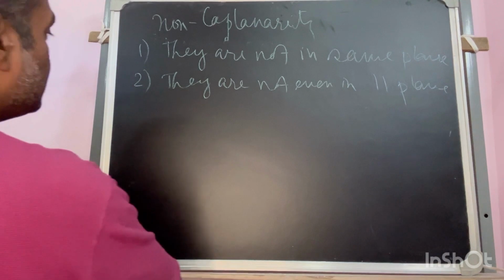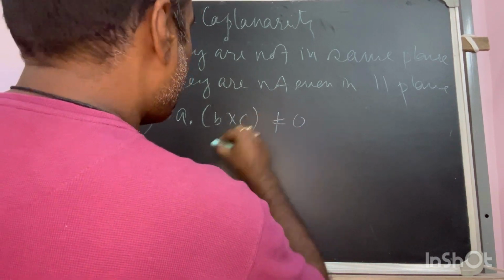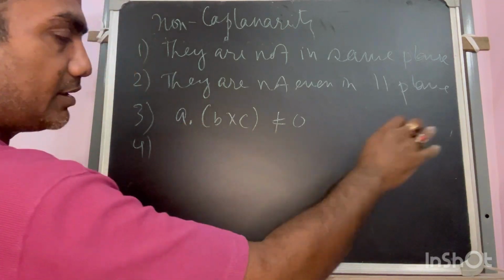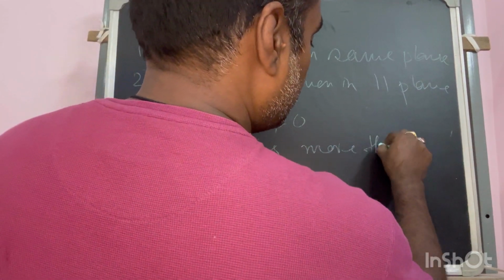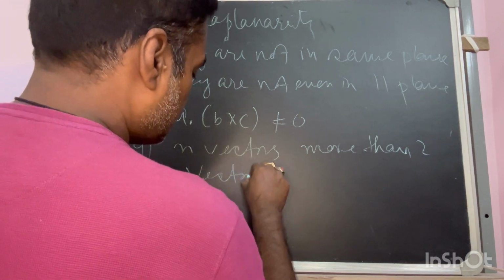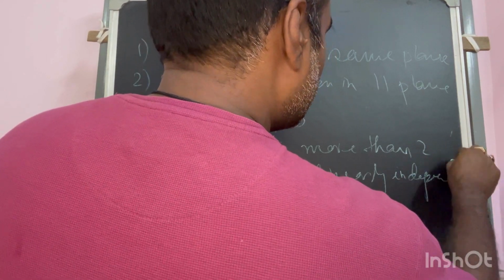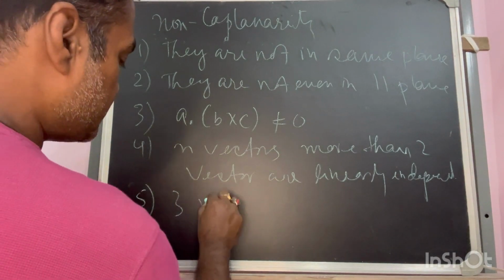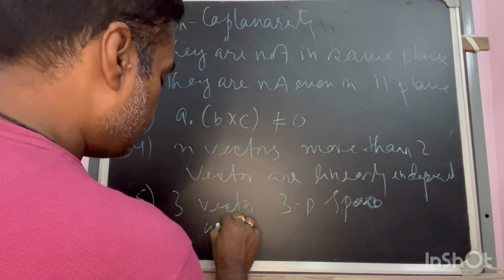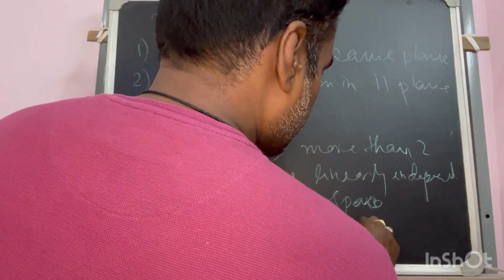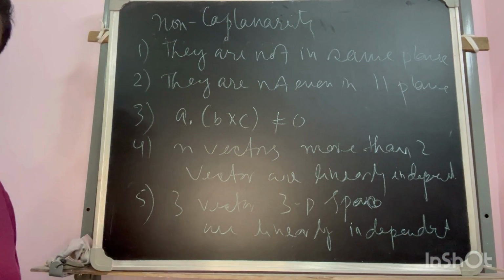And the third condition, the triple product: A dot B cross C is not equal to 0. The fourth condition: for n vectors, more than 2 vectors are linearly independent. The fifth condition: for 3 vectors in 3D space, they are linearly independent. So that's all for non-collinearity, just the reverse of the conditions.